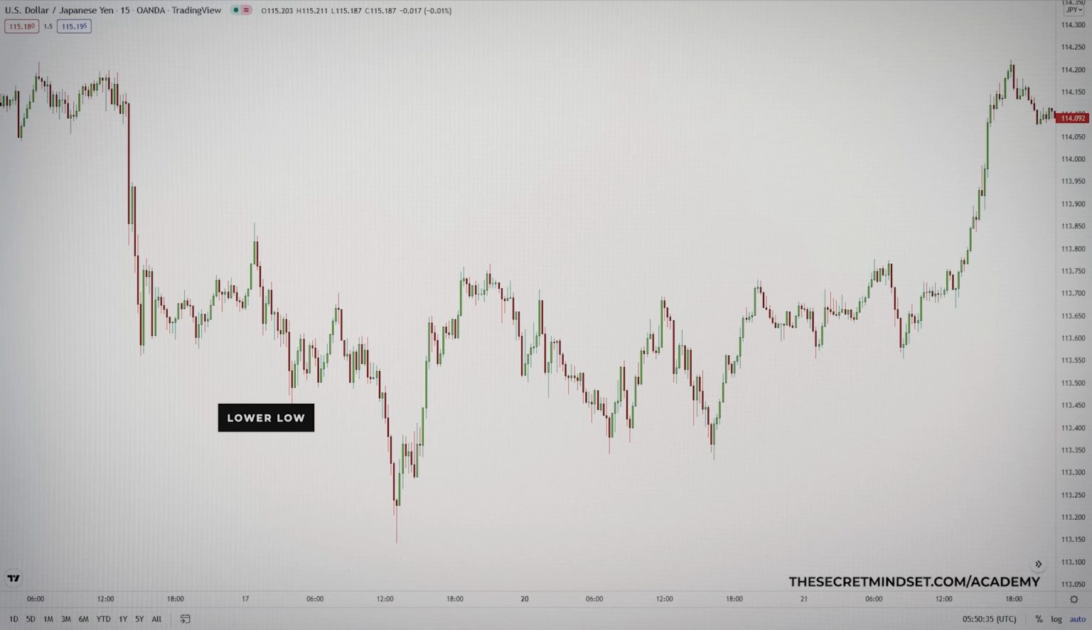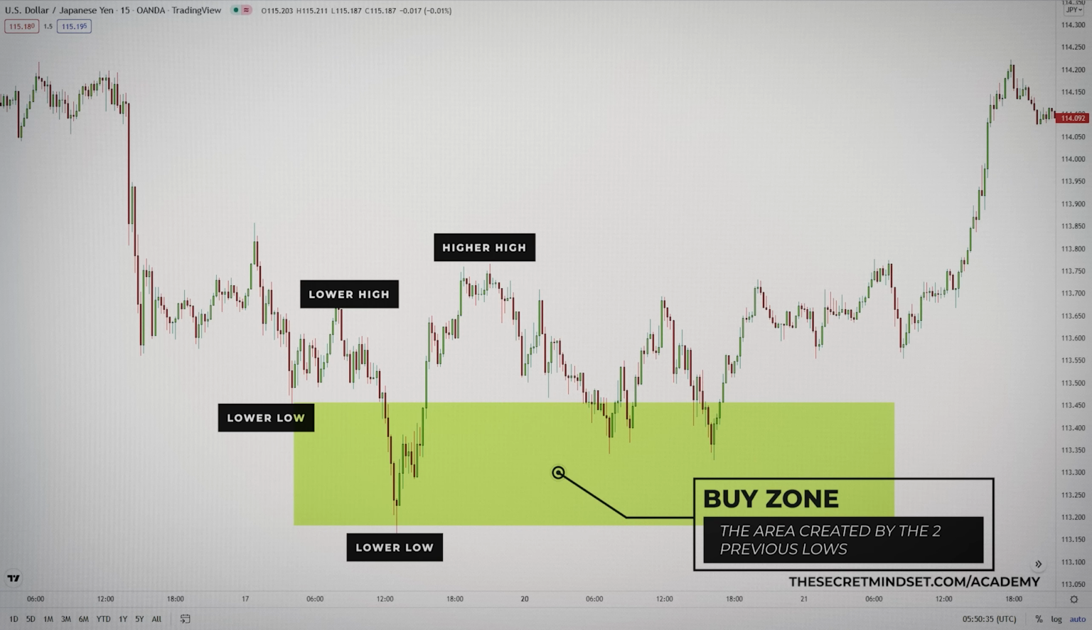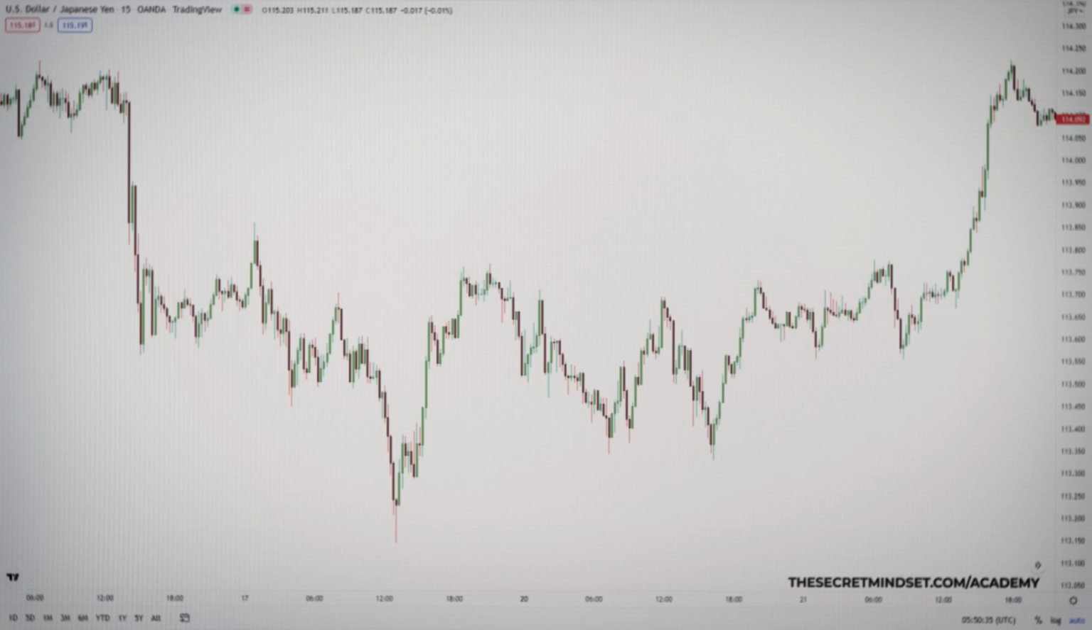Price creates a lower low. Price then creates a lower high. Price breaches the lower low and creates a new lower low. Then price breaks the previous high as well and forms a higher high. When price returns to the zone created by the two previous lows, you look to enter into a long position.